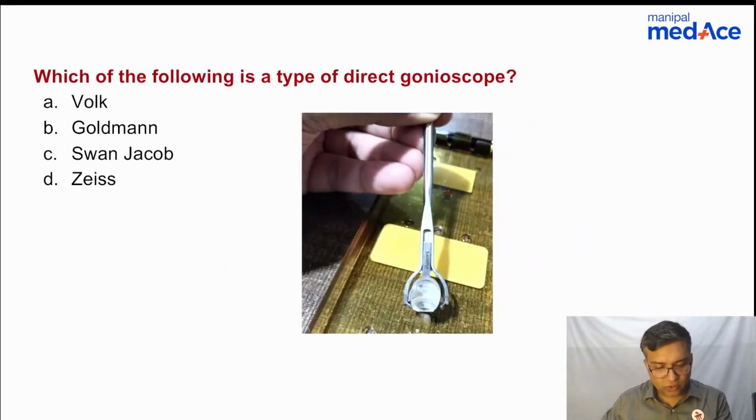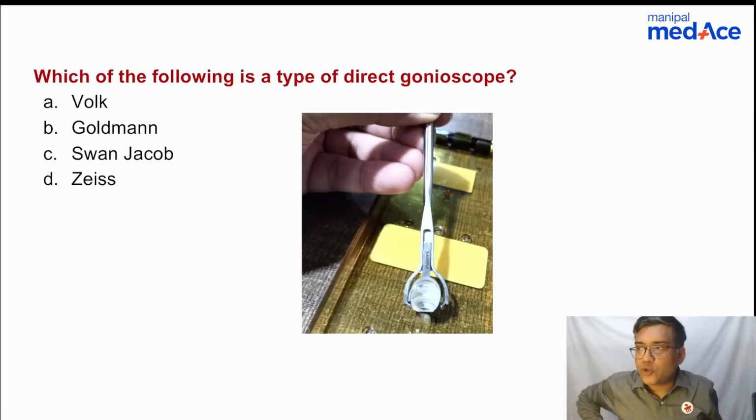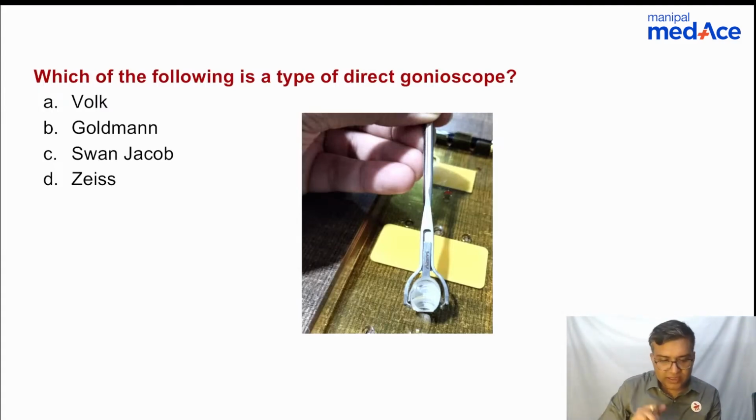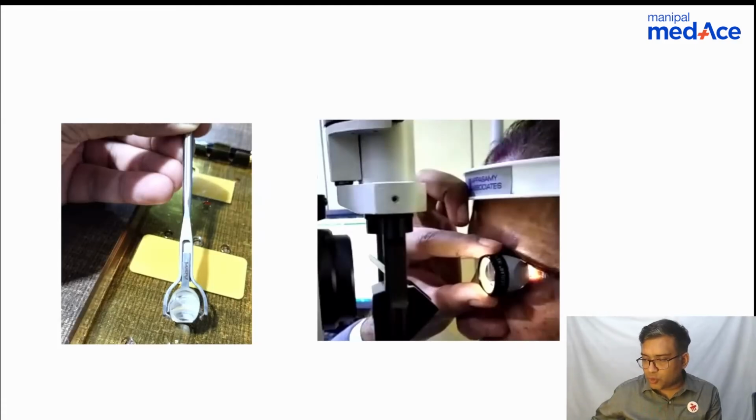So the next question is, they have asked what type of gonioscope this is. There are 2 types of gonioscope. One is your direct gonioscope and the other is your indirect gonioscope. So this gonioscope is a direct gonioscope, which is called a Swan-Jacob gonioscope. And the other type of gonioscope which you are seeing here, which I am doing, is the indirect gonioscope.